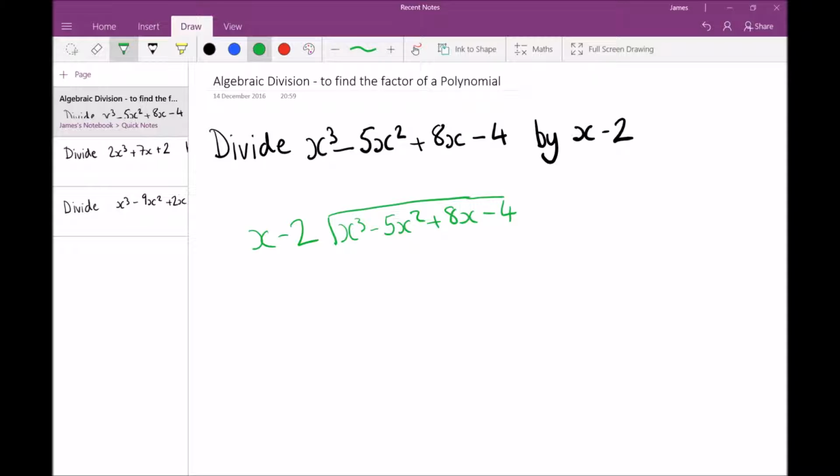Okay, so the first thing we do is we determine what we times x by to get x cubed. So that's x squared. So we write that here. Okay, so then the next thing we do is we times x by x squared and we get x cubed. So we write that down here. And minus 2 times x squared. So we get minus 2x squared.